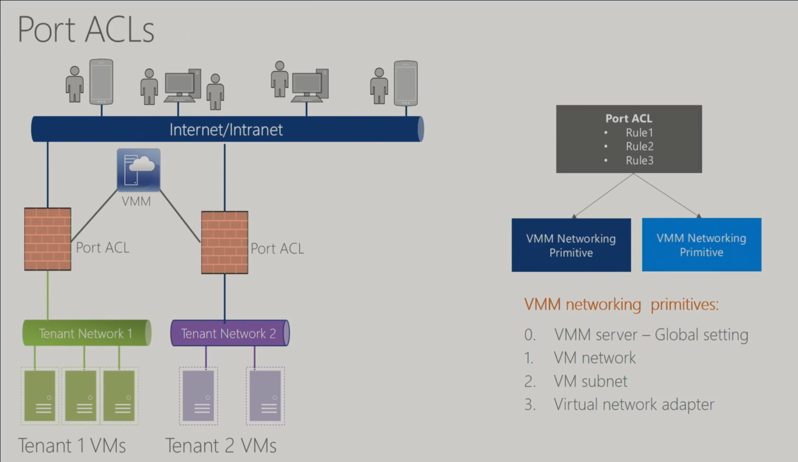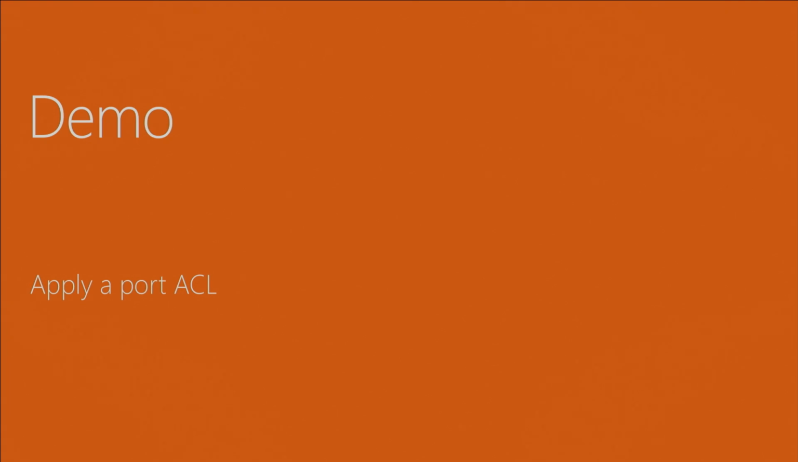But since there is this hierarchy, there is a chance that a rule in one port ACL can conflict with a rule in another. For example, on one, you can say allow access to port 80. At another level, you would say no, deny access to port 80. Maybe you just want to do 443. In that case, this is the order that's followed. If you have something defined at the VMM server level, that takes precedence over others. So it's quite straightforward. Let's jump into the demo.